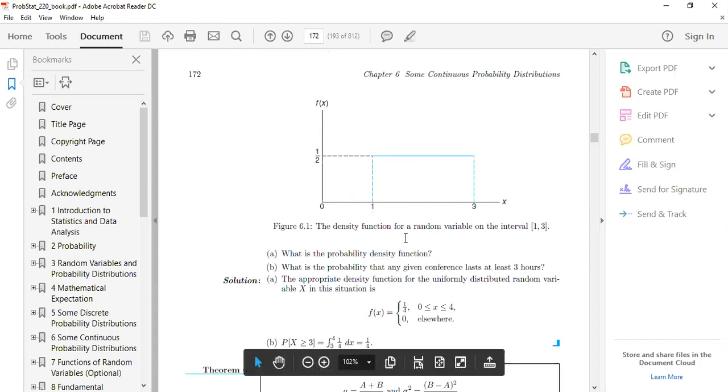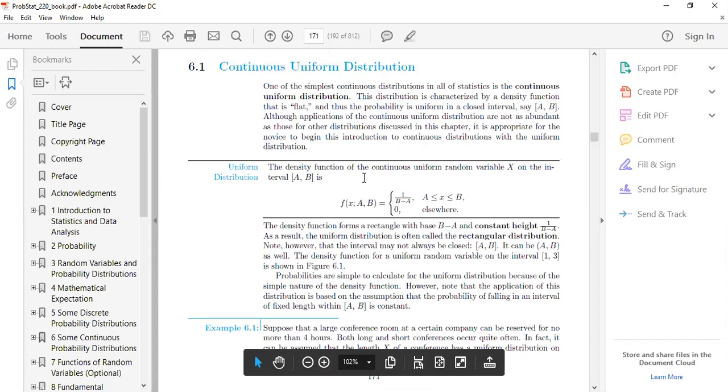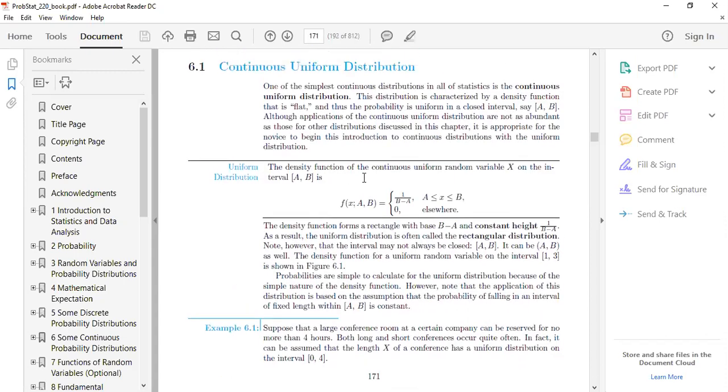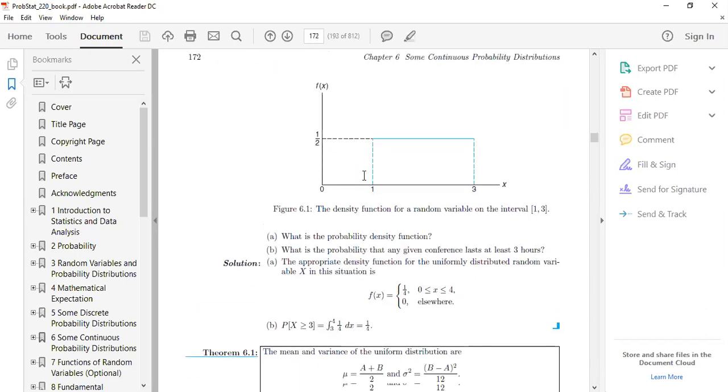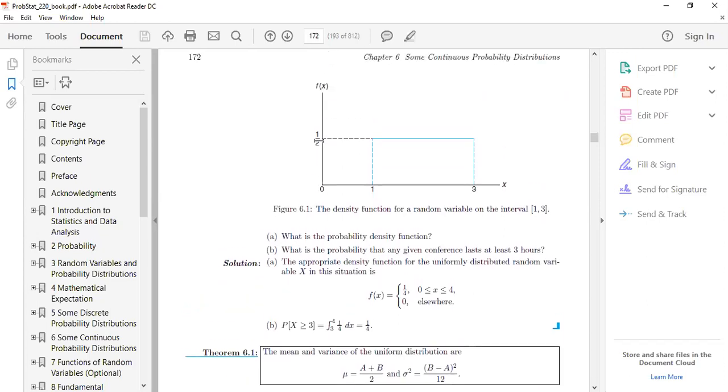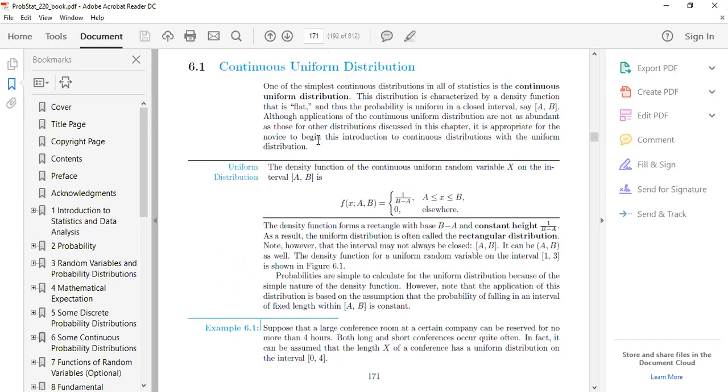Look at here, the simplest distribution. Anyway, the density function here forms a rectangle with base b minus a, that is my base, and a constant height of 1 over b minus a, as I showed you here. That is my constant height. As a result, the uniform distribution is often called the rectangular distribution too.